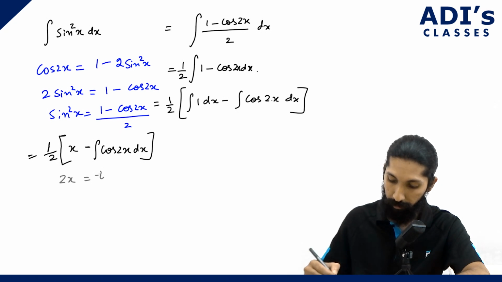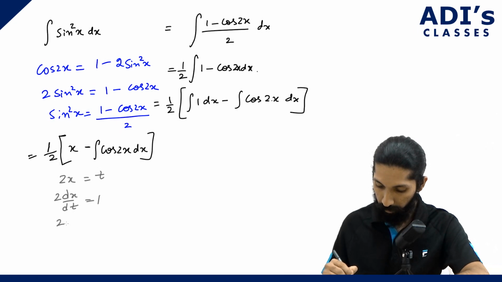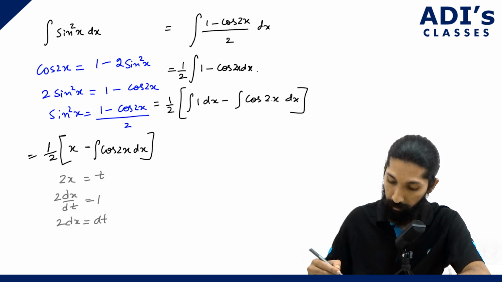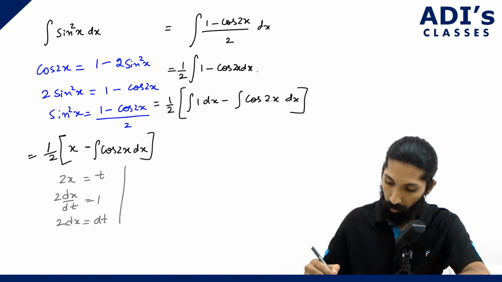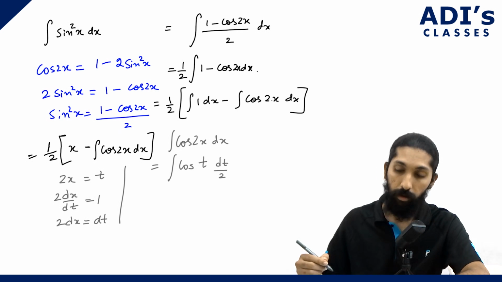Say 2x is equal to t. So 2 dx by dt is equal to 1. So 2 dx is equal to dt. So you know dx will be dt by 2, correct? I don't have to write that separately. So what do you get now when you're integrating integral of cos 2x dx? This is going to become integral of cos t into dt divided by 2, right?